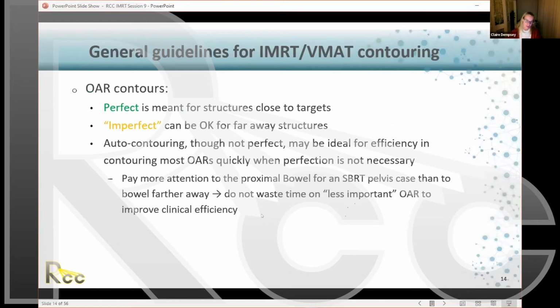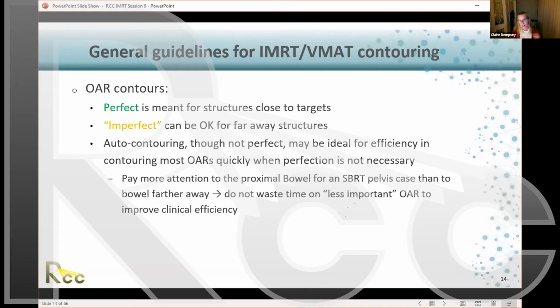In terms of organ at risk contours, obviously contouring takes a long time and everyone's busy. The workload dramatically increases when you move to IMRT and VMAT treatments. So sometimes there's got to be a compromise. If you don't have time to make all your contours perfect, you need to prioritize. The organ at risk contours that we want to be perfect are the structures immediately surrounding our target. For example, in the case of the prostate, the bladder and the rectum are sitting right next to our target, so having those contours and knowing that they're accurate is really important.